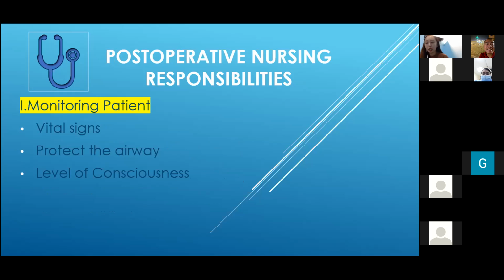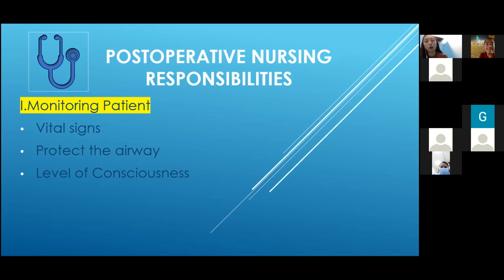Post-operatively, it is our responsibility to provide quality care until the patient has recovered from anesthesia. So number one, we will monitor the patient's vital signs. We will protect the airway by giving them an oral airway or positioning their heads, because during anesthesia, their tongue might fall down and might cause obstruction. And we will check the level of consciousness during this time.